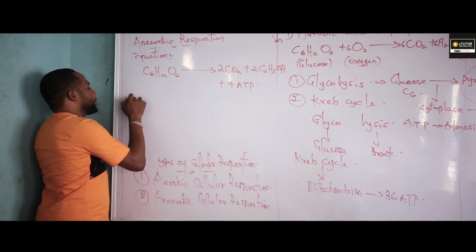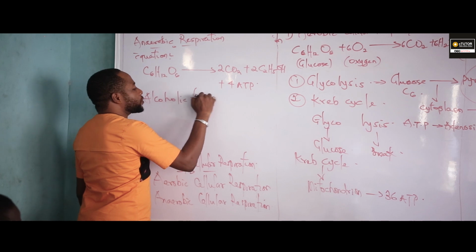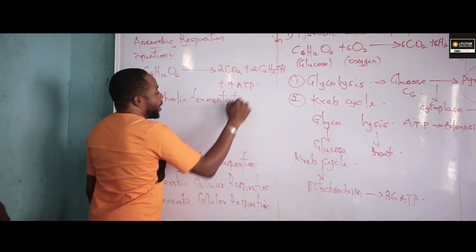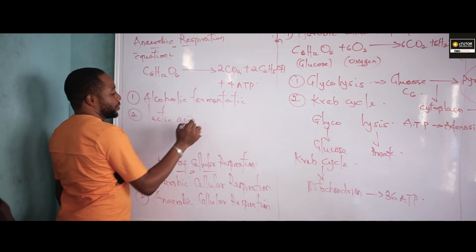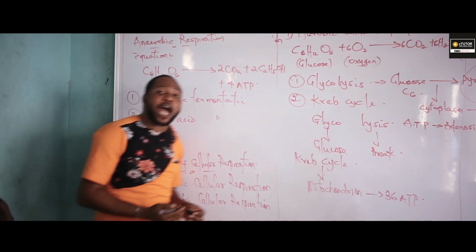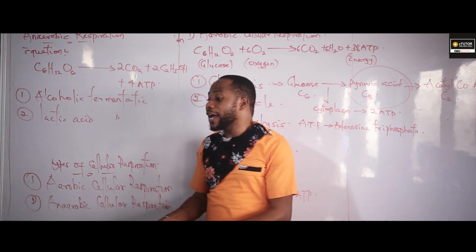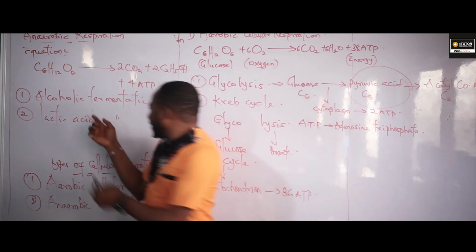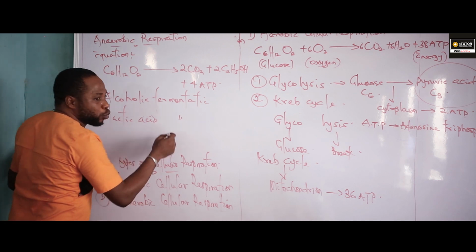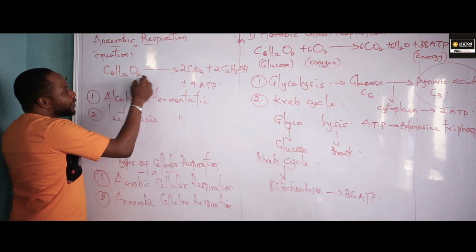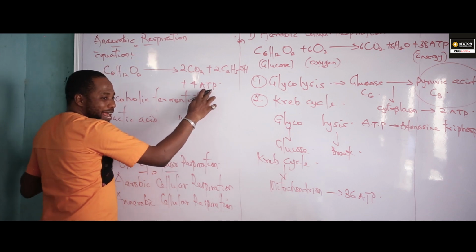The first one is called alcoholic fermentation. And the second one is called lactic acid fermentation. Now, let me explain. Alcoholic fermentation occurs when yeast is used to convert the sugar to energy. In this alcoholic fermentation, there's an enzyme used, produced by yeast. We call that enzyme zymase. So the yeast converts the sugar into carbon dioxide, ethanol, and 4 ATP. Are you getting me now?